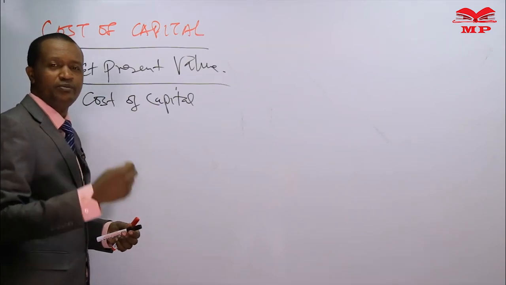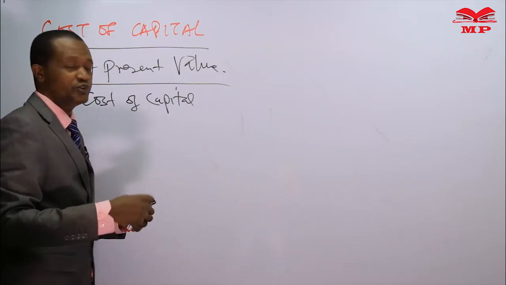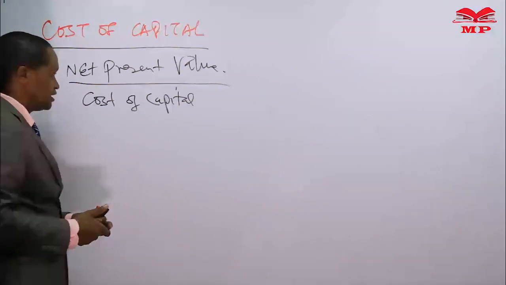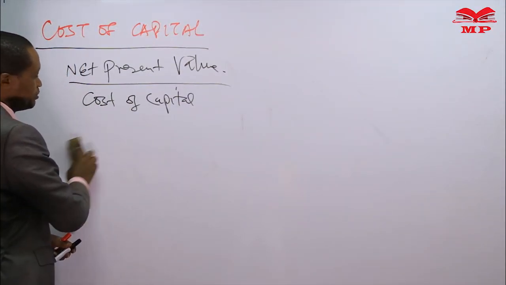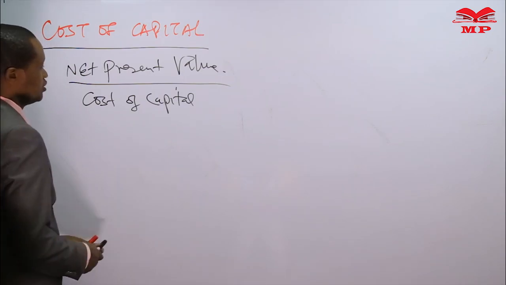Discounting is the process of determining the present value of a future amount. So the rate to use is the cost of capital. So that is one application of the cost of capital.